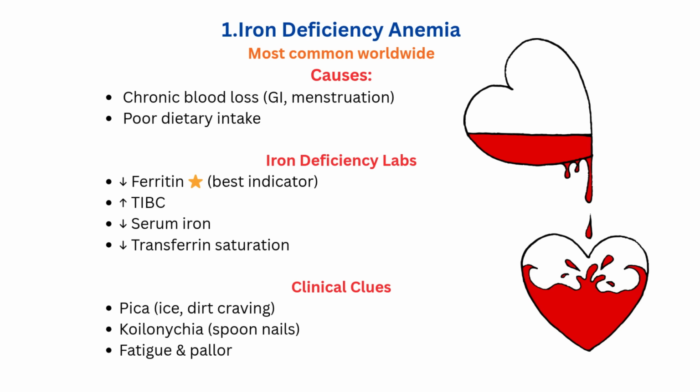Classic clinical clues include pica and spoon-shaped nails, called koilonychia. So, clinical clues are: 1. Pica, ice, dirt craving. 2. Koilonychia, spoon nails. 3. Fatigue and pallor.